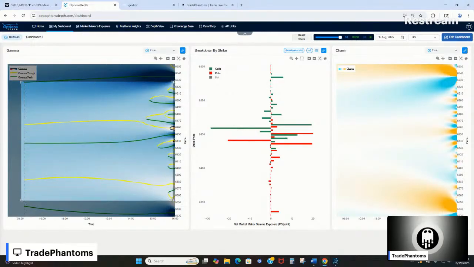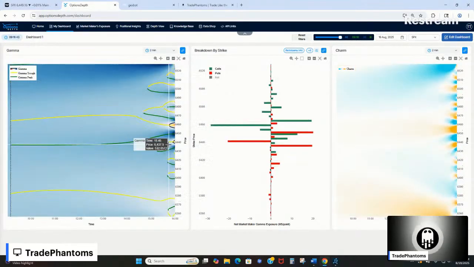And it ain't me, right? I know I'm Mr. Blue here at TradePhantoms.com, okay? But this is not me. It's a lot of blue here. So what does that mean? Okay, this is also going to let us know that there's a lot of positive gamma out there.